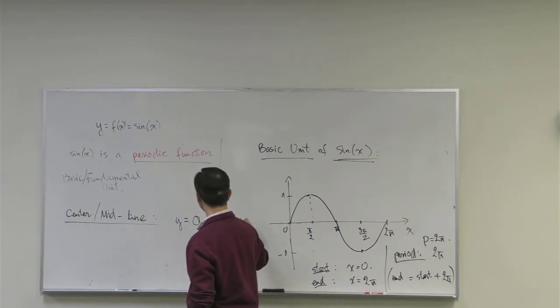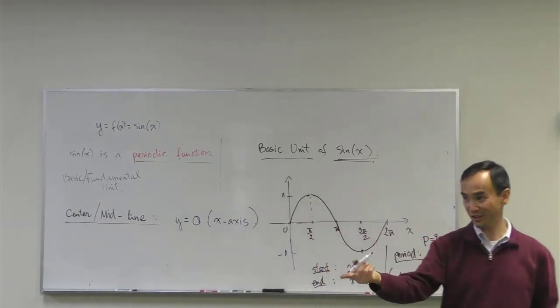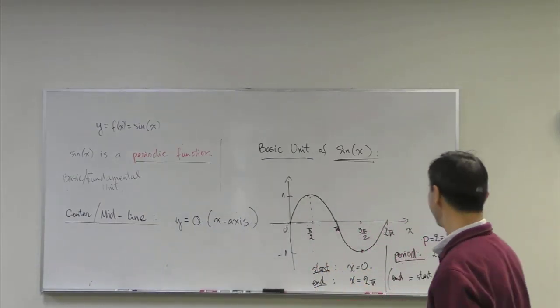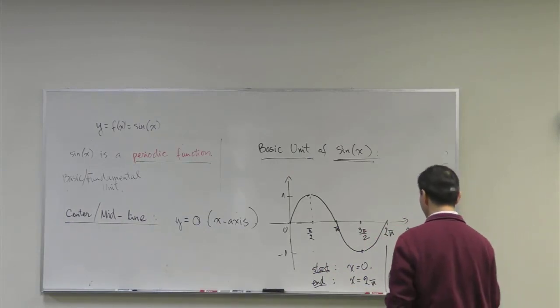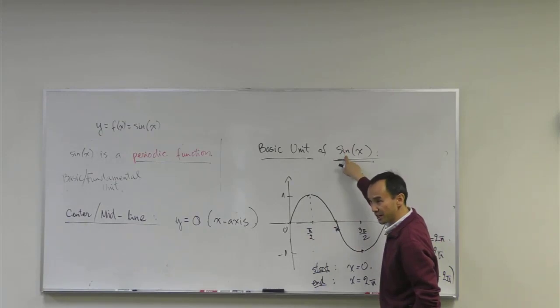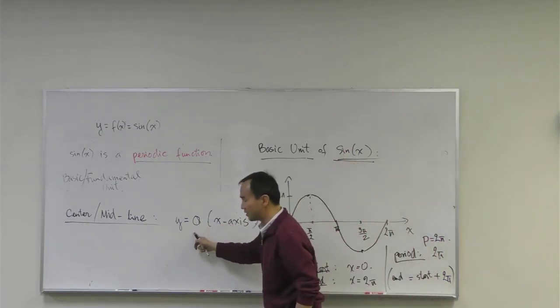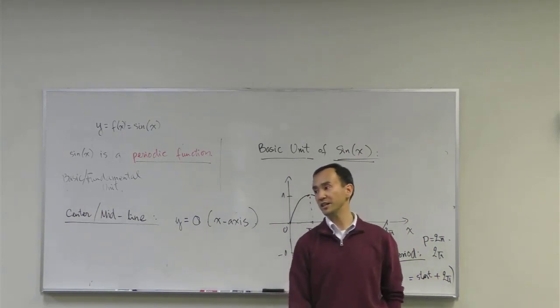Another way of seeing that, equationally, y equals 0 as an equation. But what is that equation? It's just the x-axis, right? So the midline for your sine of x, the basic unit for your sine of x, has the midline as y equals 0. You know what I'm saying now?